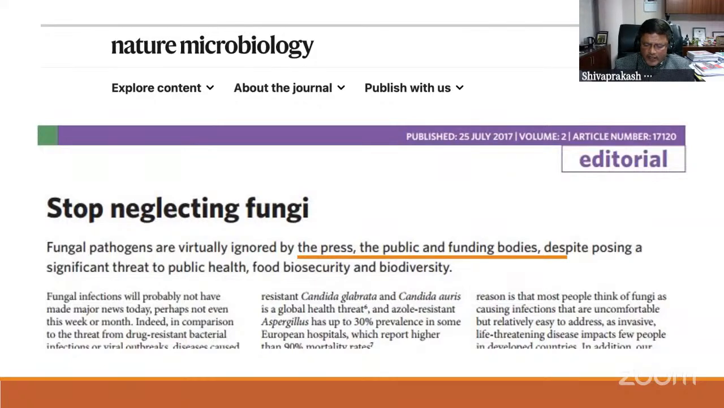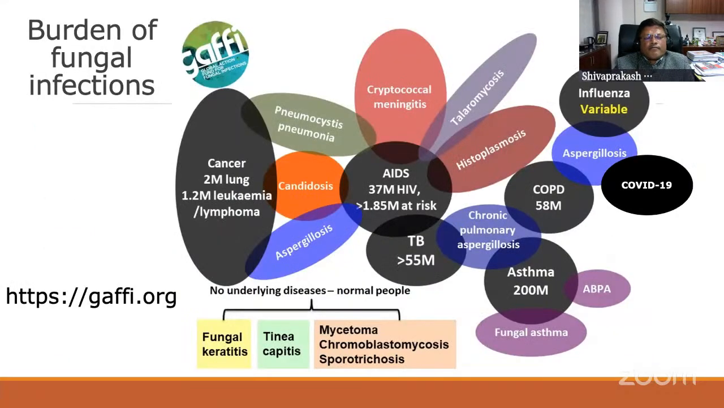Next, coming to the major risk factors for fungal infection. You all know about it, so I will not go through it all. In this particular slide, I am explaining the major risk factors. For example, cancer. These are the estimates: 2 million lung cancer patients and 1.2 million leukemia and lymphoma patients. You have a major problem of candidiasis, aspergillosis, and pneumocystis in these patients. In AIDS patients, 1.85 million are now at risk of fungal infection. You can see all the infections can occur in AIDS patients.